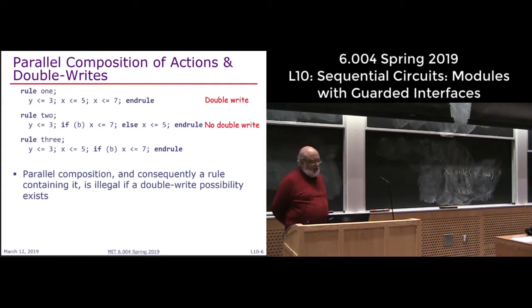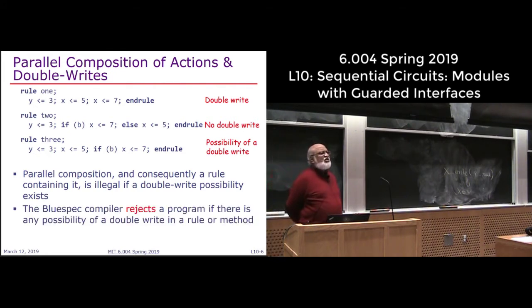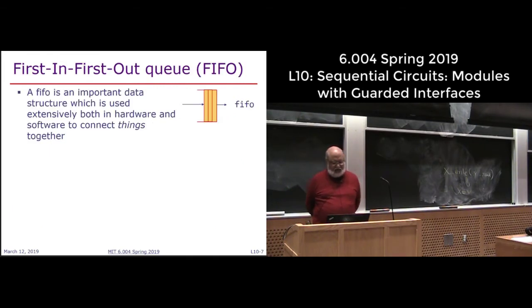Now the good news for you is that the BlueSpec compiler will flag a rule, so it doesn't let any double writes go through. Right? So the moment it detects a double write or a possibility of double write, it will come back and say, sorry, illegal rule, you have to change it. This helps you a lot when you are debugging your code.